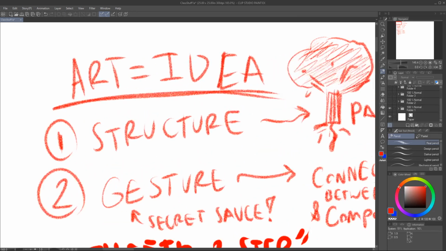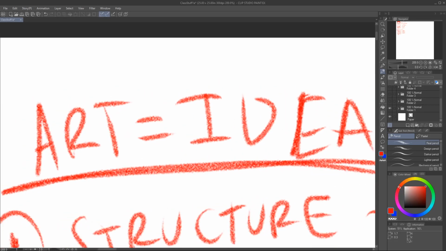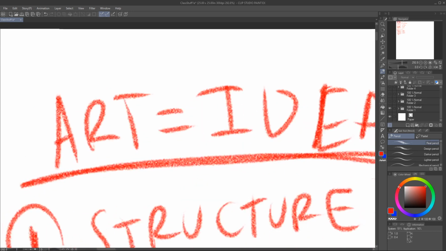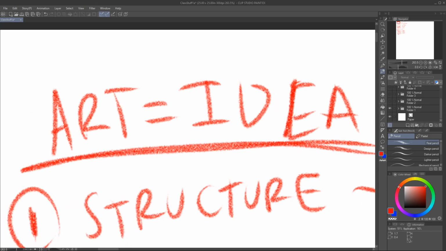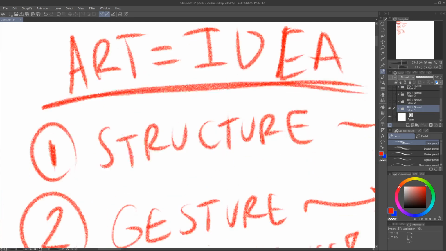So the basic core concept that we want to focus on is this: art is an idea. It's an expression of an idea. We are trying to get ideas on a page. When we draw a figure, we are not drawing the figure. We are drawing an idea of the figure. That means we're not really copying what we're seeing. We're trying to interpret it in some way.